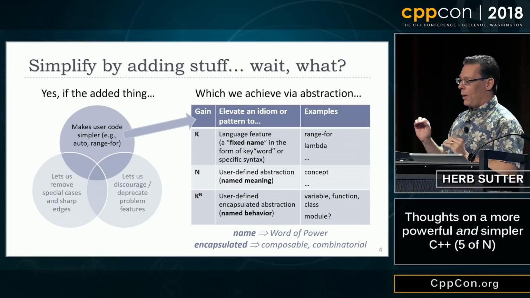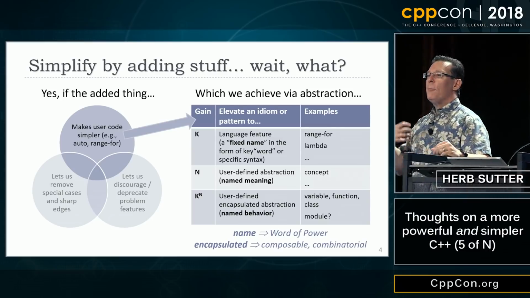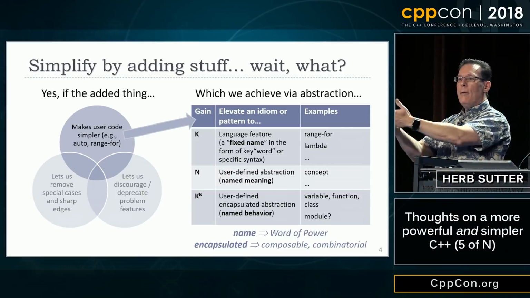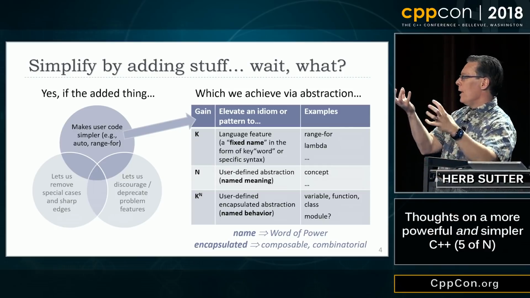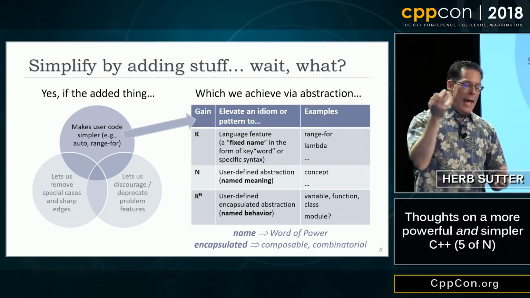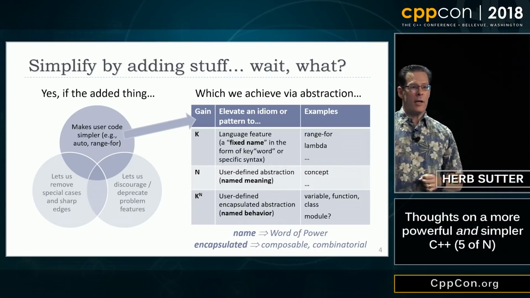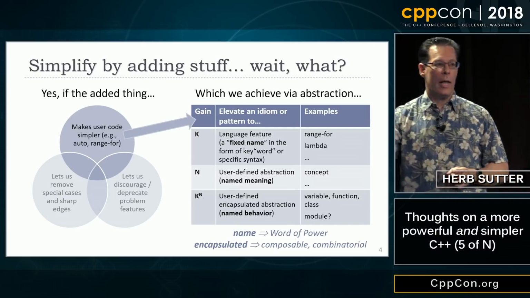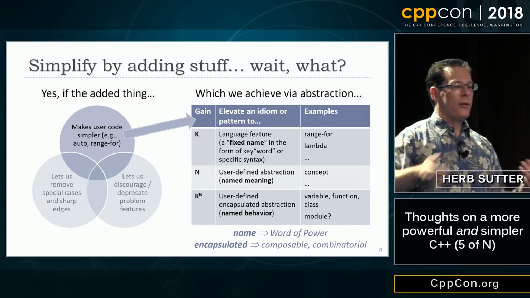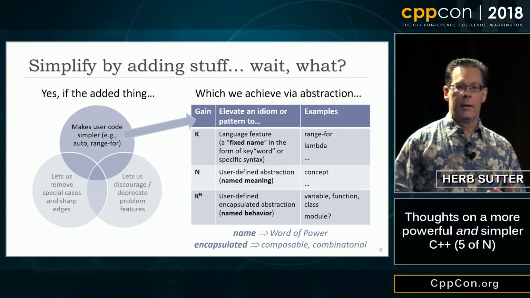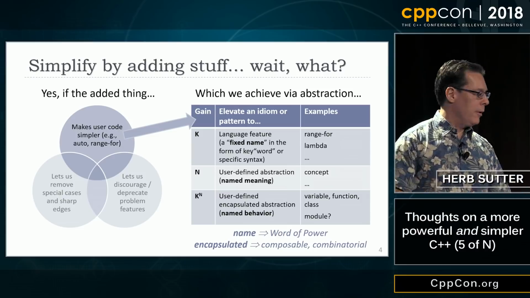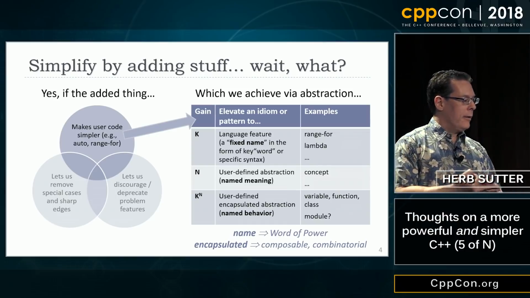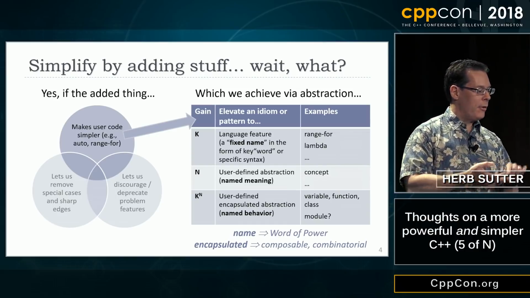What you want to do in the third bucket is give the user a way to make their own word of power, make their own name that has not just a name, but also encapsulated behavior. It's got a hidden part. And today we have exactly three such things in the entire C++ language. The variable, the function, and the class. Yeah, templates are great, but they're just parameterizations of those three. Exceptions are great, but they're more in category 1. We have user-defined encapsulated abstractions in the variable, the function, the class.